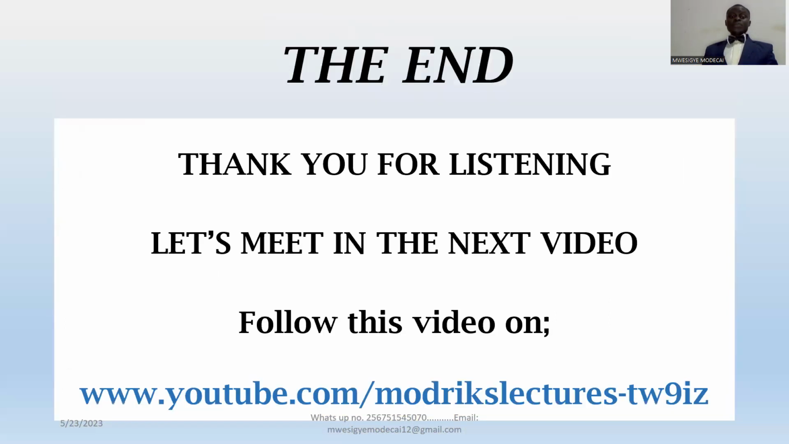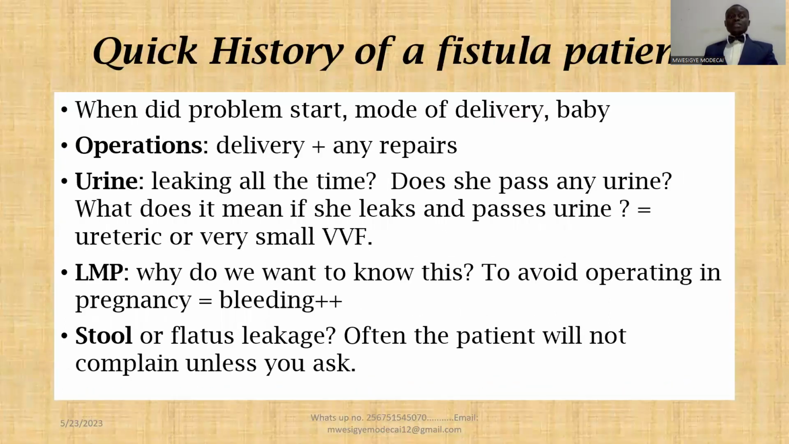Quick history that you can do for a fistula patient. One, we are saying, when did the problem start? Many of them, it starts after delivery, and sometimes they are having a baby. We can ask the mode of delivery, whether it was cesarean or instrumental or spontaneous vaginal delivery. We can talk about the baby. Was the baby big, or the baby was having a big head, more weight? We talk about operation. Was the mother operated, or was there any tear?